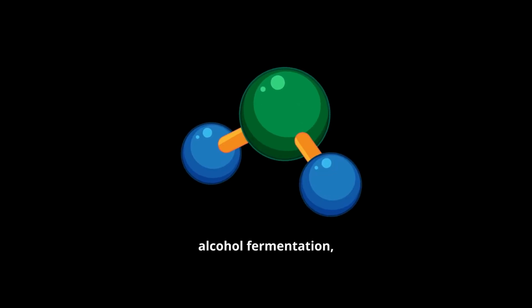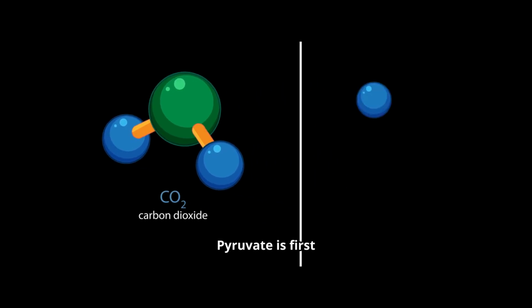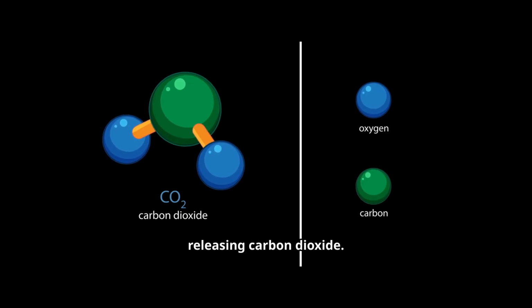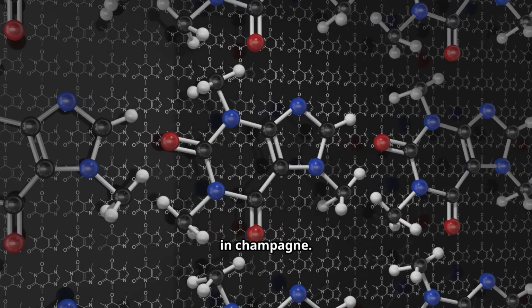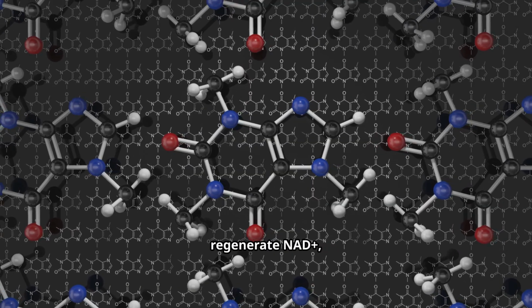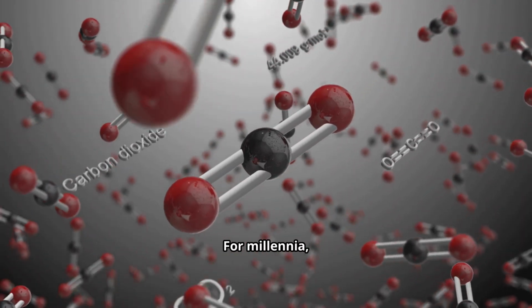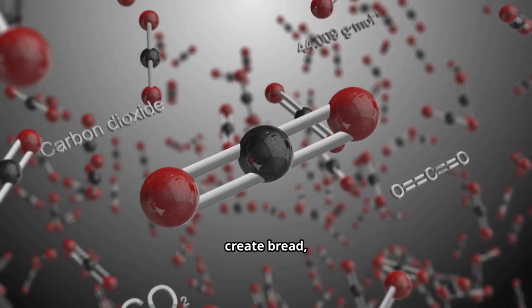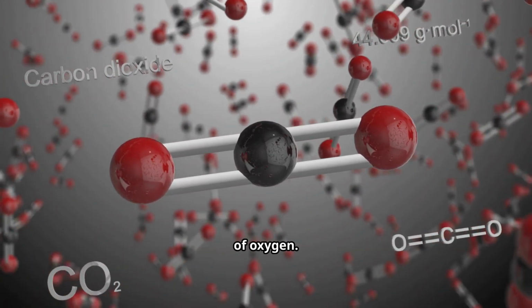The second type is alcohol fermentation, carried out by yeast and some bacteria. Pyruvate is first converted into a 2-carbon compound, releasing carbon dioxide. This makes bread dough rise and puts bubbles in beer and in champagne. Then that 2-carbon compound accepts electrons from NADH to regenerate NAD+, producing ethanol as the final waste product. For millennia, humans have used yeast's pathway to create bread, wine, and beer, all thanks to yeast responding to a lack of oxygen.